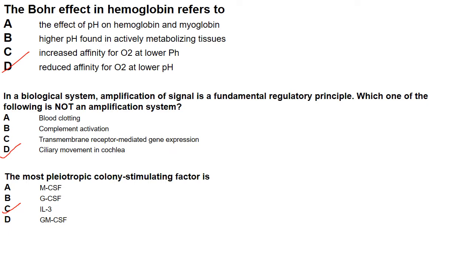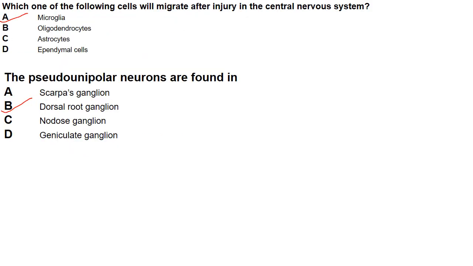Complement activation, that is also an amplification system. Transmembrane receptor mediated gene expression in biosignaling, that is also an amplification system. Ciliary movement in cochlea, that is not an amplification system. Answer is option D. Then next one. The most pleiotropic colony stimulating factor is, so it is interleukin 3. Answer is option C. Then which one of the following cells will migrate after injury in the central nervous system? So it is microglia. Answer is option A.